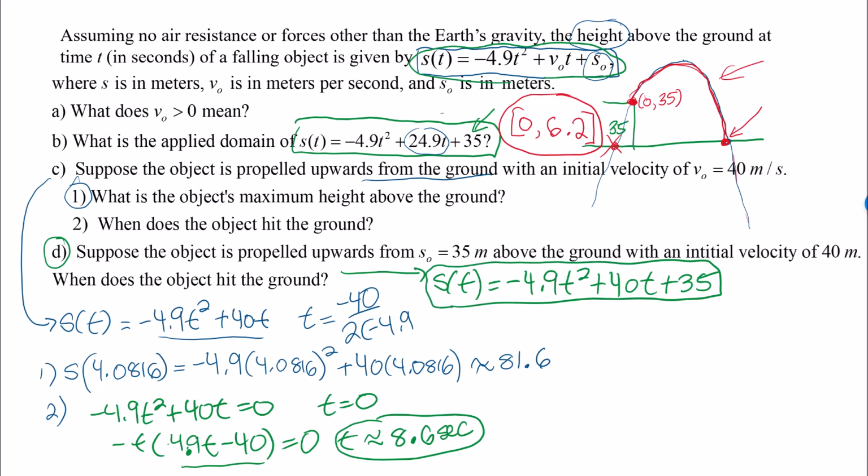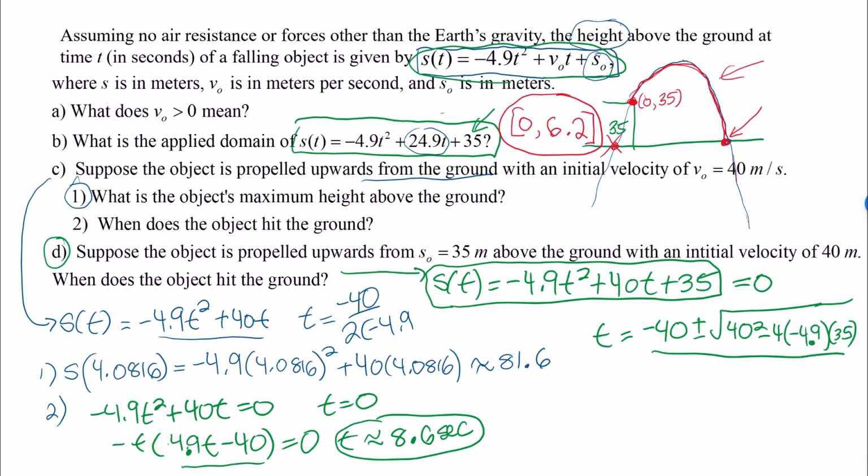And the question was, when does it hit the ground? So we need to figure out when this equals 0. And it's going to be another quadratic formula. So we'll find the time when it equals 0, which is essentially when it hits the ground. So we're going to have negative b, which is negative 40, plus or minus the square root of b, which was 40 squared, minus 4 times a, which was negative 4.9, times c, which is 35, all over 2 times negative 4.9.